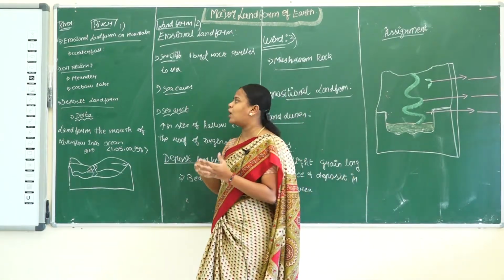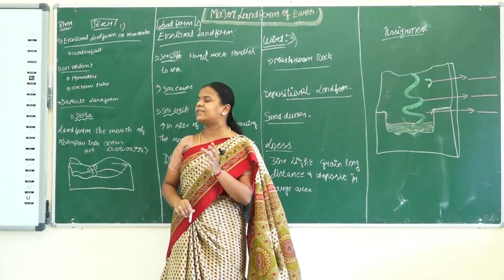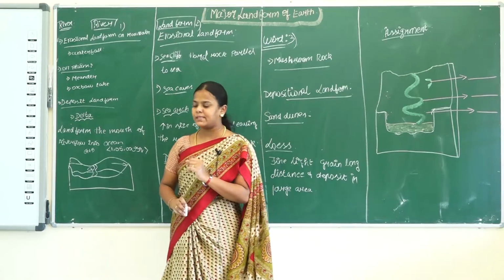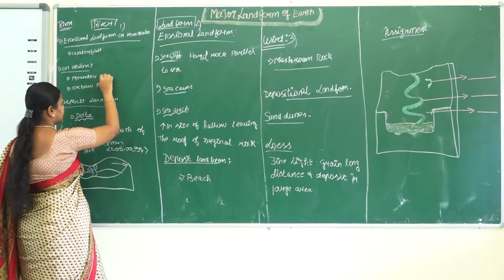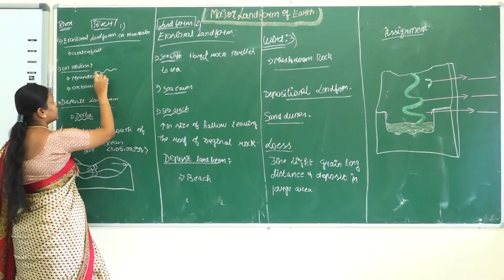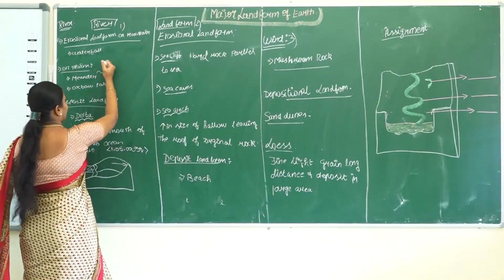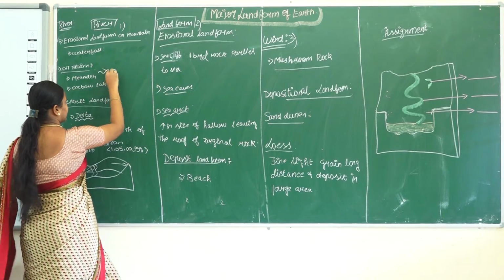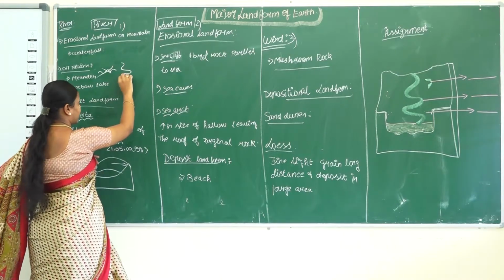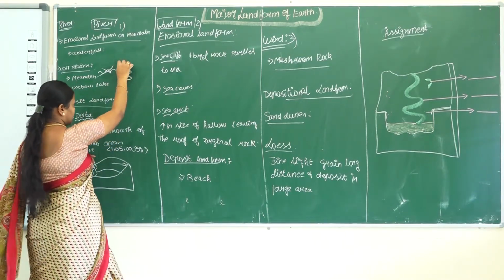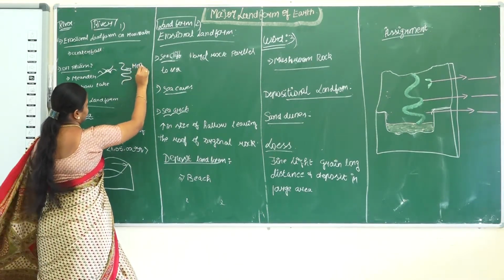Next, coming to plains, it is of two types. One is meander and another one is oxbow lake. Meander, which means, for example, a river will not be flowing in a straight manner. A meander will not be straight. It will have ups and downs, like a snake. So it is known as meander.